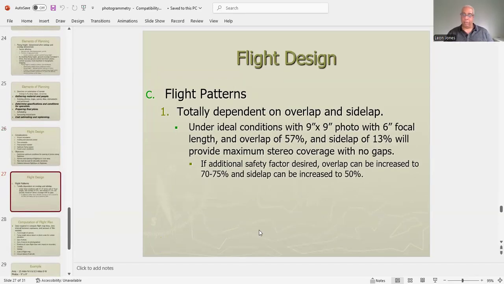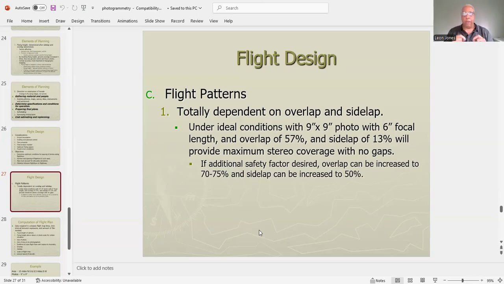Flight design: you're designing a flight pattern. Flight patterns are totally dependent on overlap and side lap. So under ideal conditions, with a 9-inch by 9-inch photo with 6-inch photo length and overlap of 57% and side lap of 13%, it will provide maximum stereo coverage with no gaps.